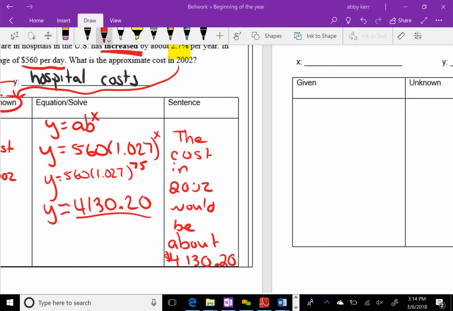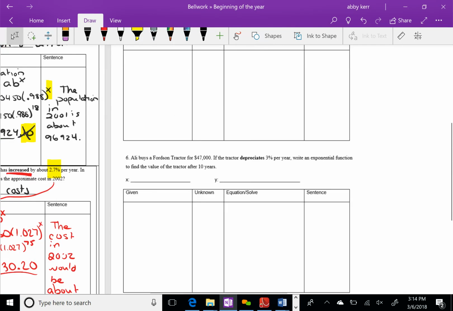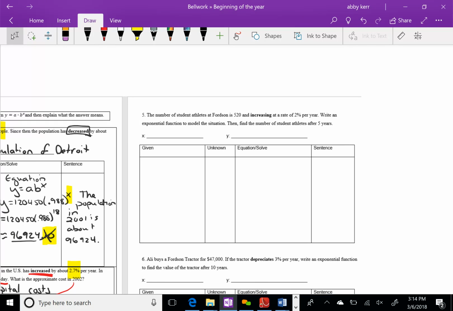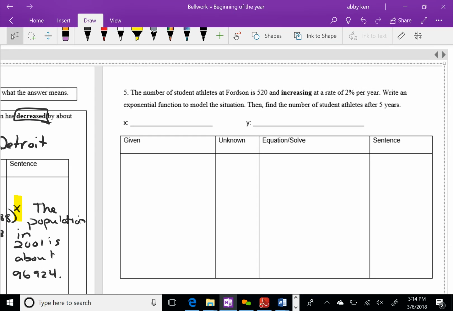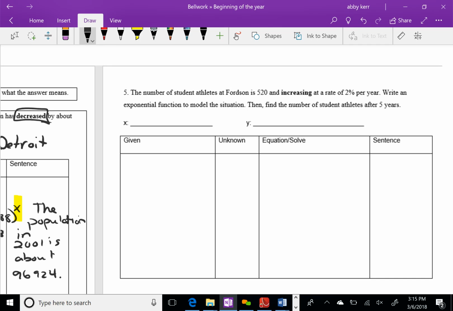Okay. Now, number 5 and number 6, I recommend you just hitting pause on my video and trying it out on your own, and then hitting play once you have the problem, and then you can go and see if you did it correctly. Because number 5 and number 6 are just like number 3 and number 4. So hit pause now, try it on your own, and then go back to check your answer.